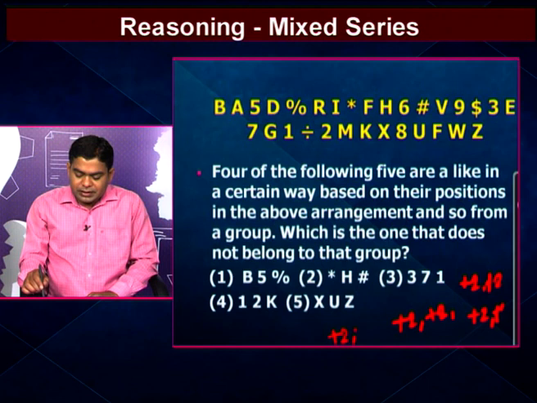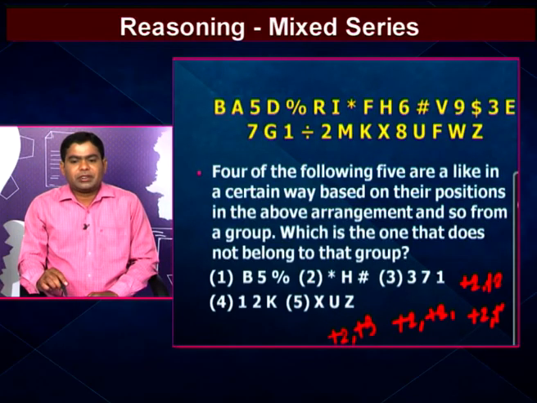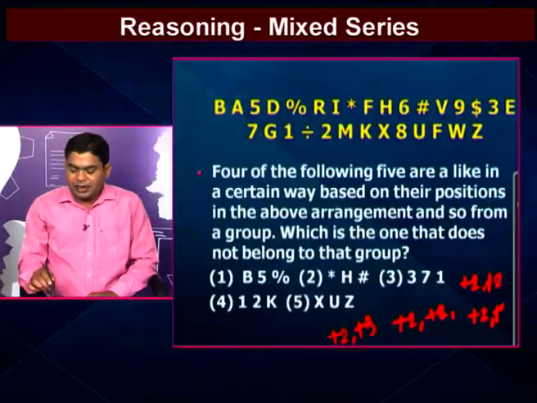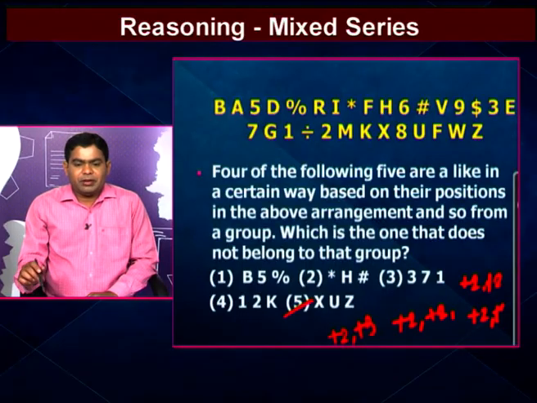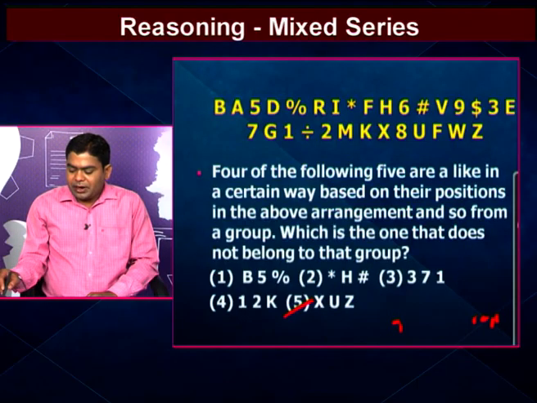But in the fifth option the +2 and +3 rule is there. So the +3 rule is there. That means the first option, second option, third option, fourth option followed the same pattern. But the fifth one has +2 +3. That's why that one is different. So in our question we find the odd man out. So here 4 options are in the same pattern, but the fifth option is a different pattern. That means that one is the odd man out.